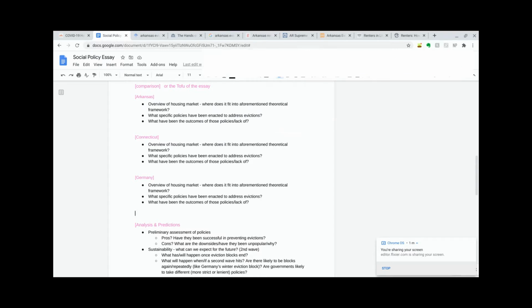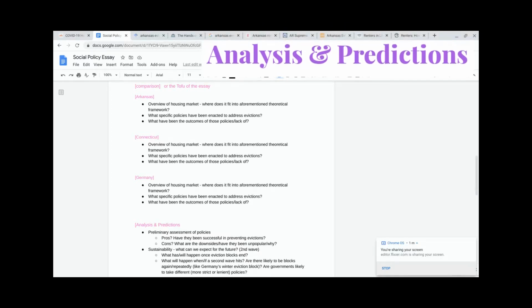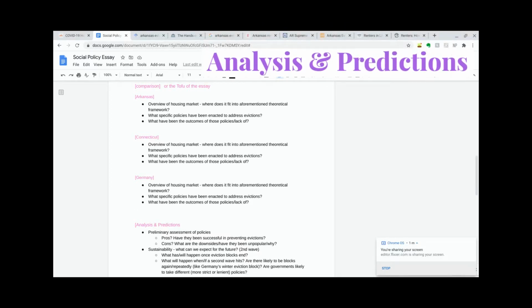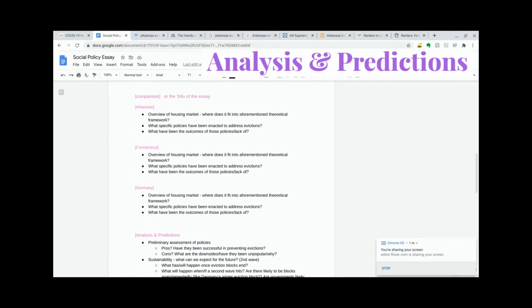And then the last part, analysis and predictions, is the part where, for me, it's mostly questions. So pros, cons, how has this turned out? Has it been successful? What can we expect for the future? Is this likely? Is that likely? Etc. So this is where you take all that you've just said and basically explain, so what? What conclusions can you draw from this? Why is it an important thing to study?